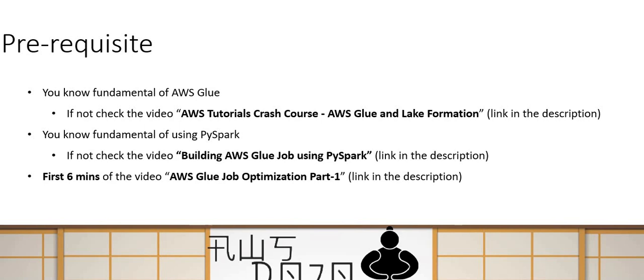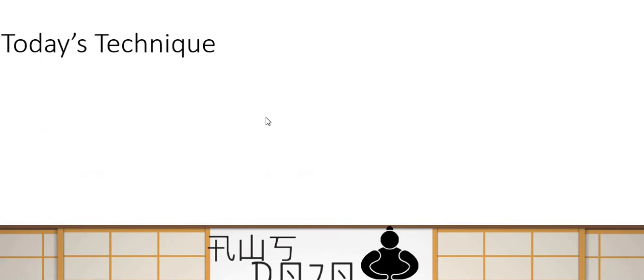I also recommend that you go through the first 6 minutes of AWS Glue Job Optimization Part 1, because that helps you understand how I have organized the topic, and you will not feel lost about what exactly I'm talking about. So I do recommend you invest 6 minutes of your time going through part 1 to understand how I plan to organize my topics. So with this prerequisite in place, let's get started.